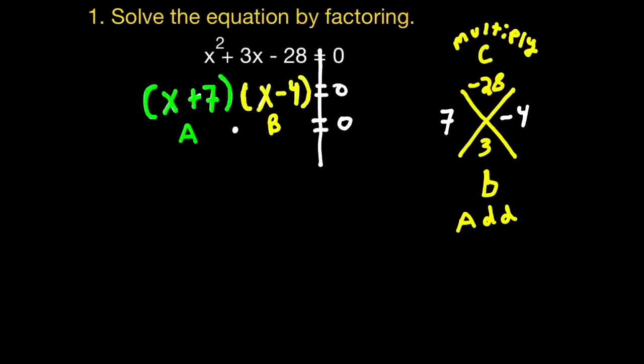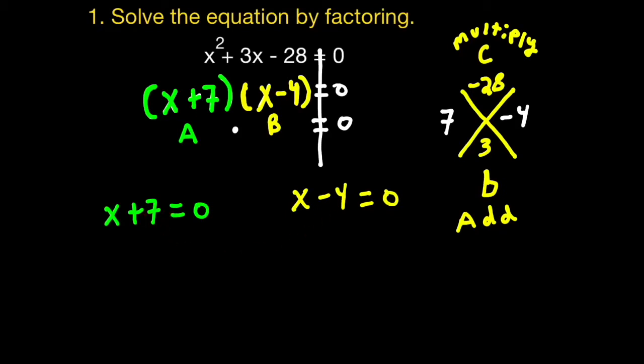Next, I realize that I have the product of two things, and that product is equal to 0. By the zero product property, I can set each factor equal to 0. So I can make this statement, x plus 7 is equal to 0, and x minus 4 is equal to 0. To solve for x, I need to solve both of these equations.